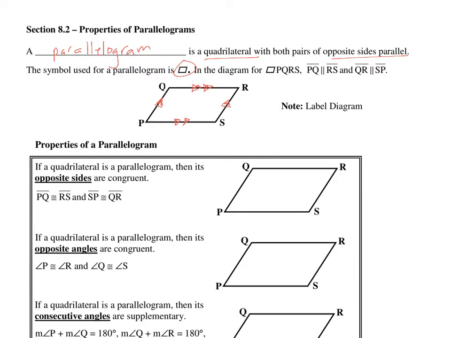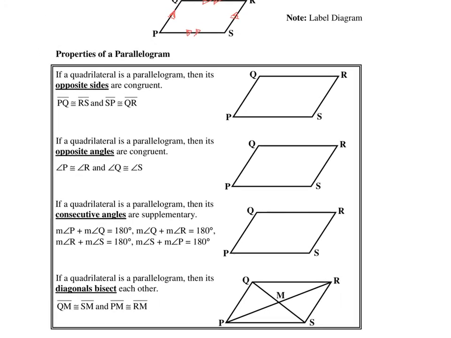So in the diagram, parallelogram PQRS, PQ is parallel to RS. That's the parallel symbol, once again. And QR is parallel to segment SP. All right, so I already labeled the diagram. Now we have a bunch of properties for parallelograms. Let's take a look at these.